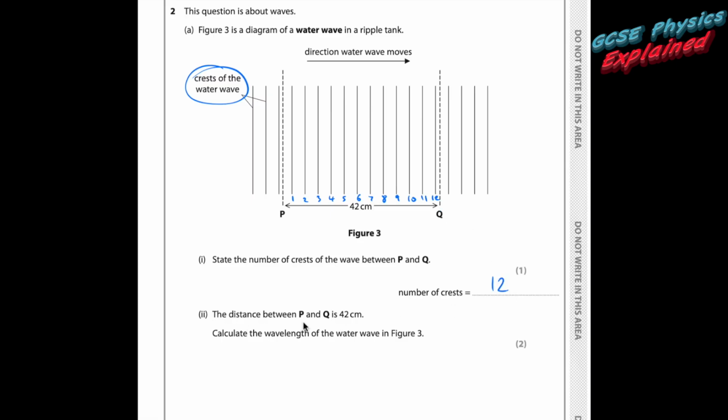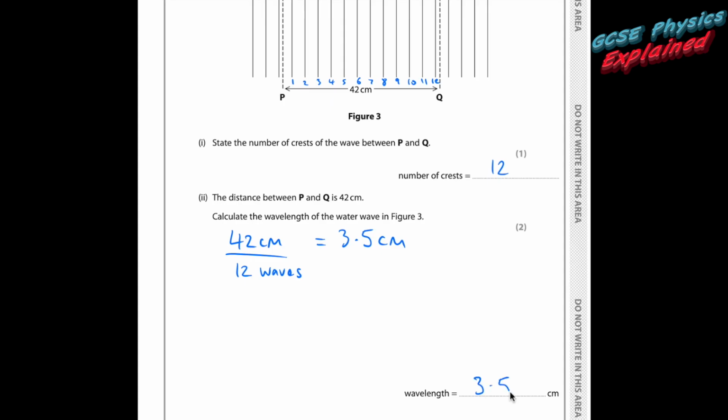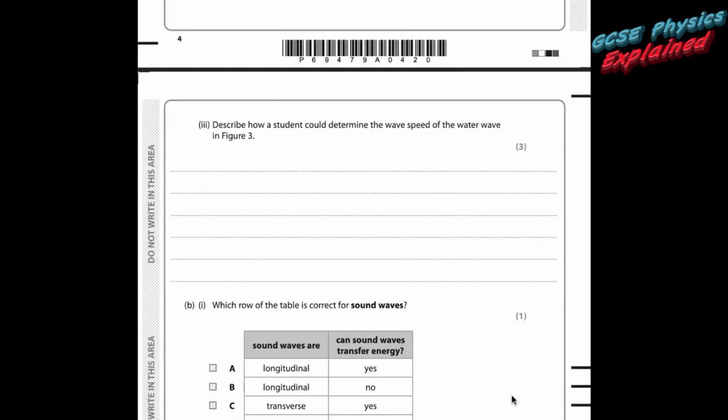Part 2. The distance between P and Q is 42 centimetres. Calculate the wavelength of the water wave in figure 3. So you've got 42 centimetres of distance and that's going to be 12 waves. So 42 divided by 12, that means that each wave was 3.5 centimetres. And remember, the wavelength is just the length of one wave.